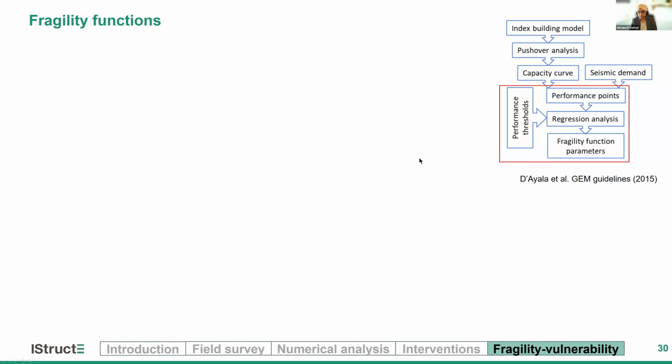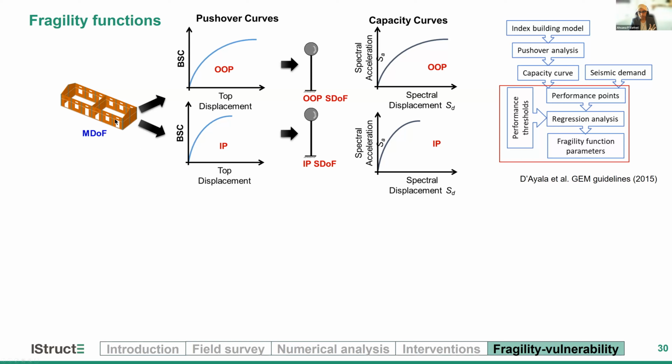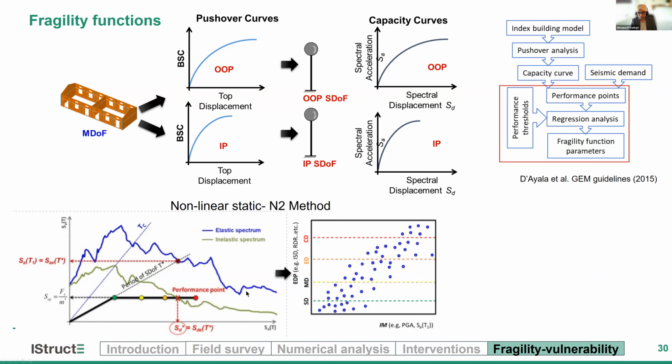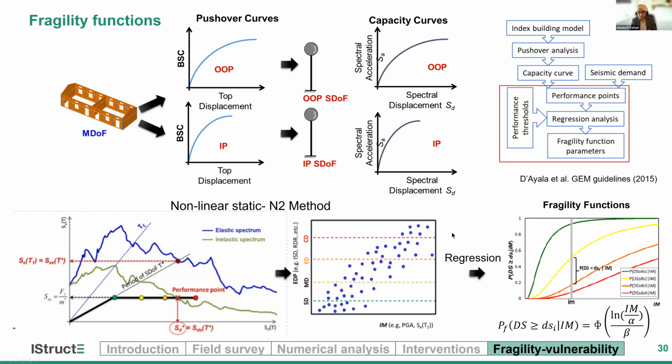So once we have this capacity assessment already done, we can then continue to do a fragility assessment. As we mentioned here, we would split this building into two component systems, that is the out of plane and in plane systems, and convert them to equivalent single degree of freedom systems to obtain their capacity curves in the space of spectral acceleration and spectral displacement. This, when combined with the seismic demand in the same ADRS space, we are able to produce these performance points, which then with a regression generates the fragility functions.